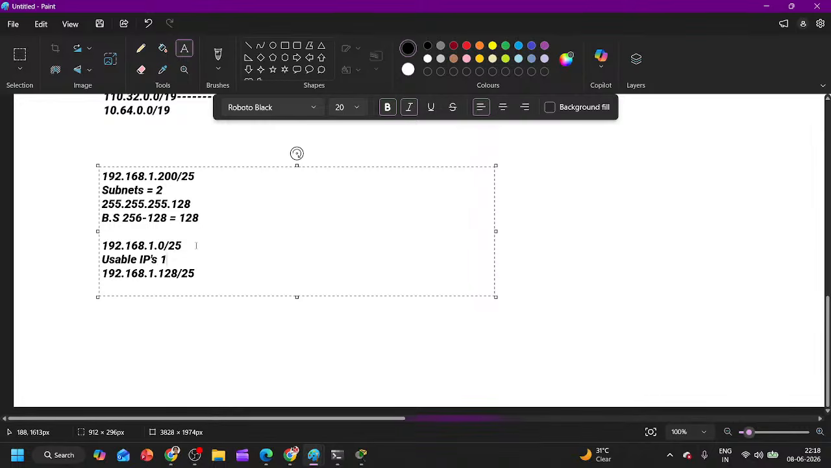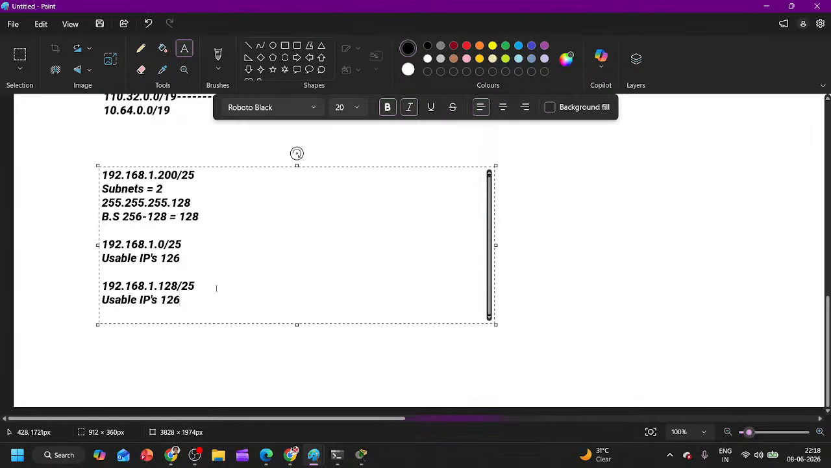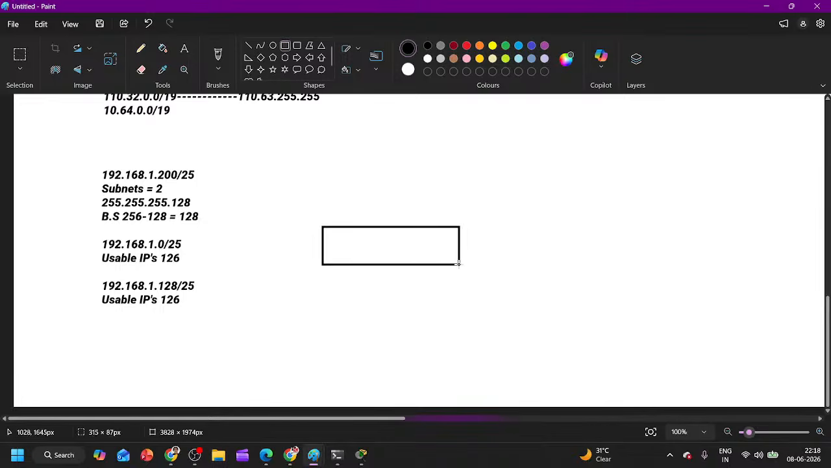126. From 1 to 126. 2 raised to 7, 126, yes. There can be 126 users. Now imagine I have a switch, and here I have some users, right?